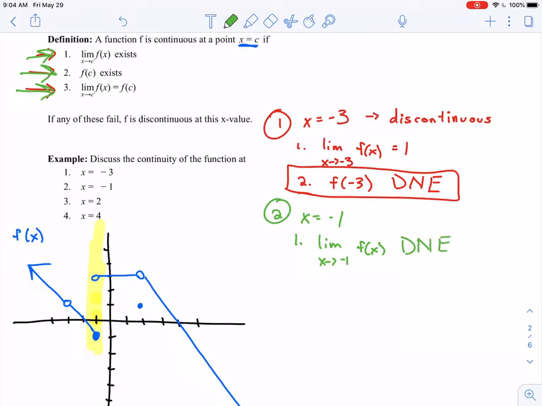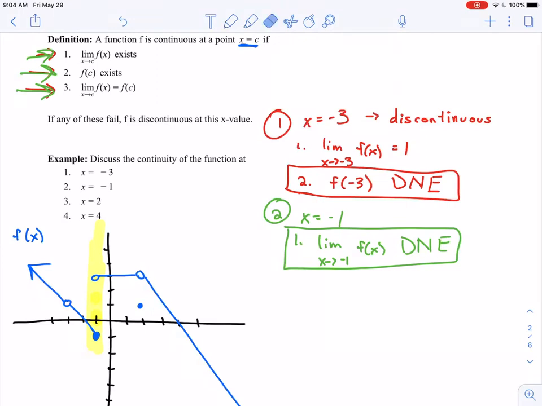So the limit does not exist. That's all I need to show at this point. The limit does not exist. I don't need to check any of the other 3. As soon as you find that first part that's not true, the rest of this definition sort of falls apart here. We don't even need to bother checking the rest.